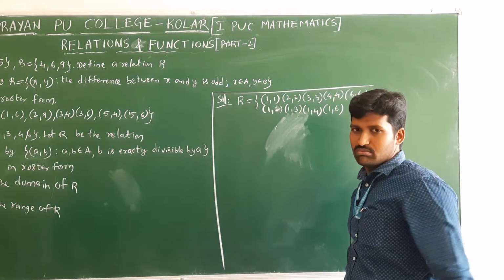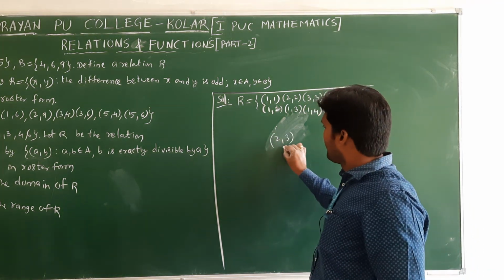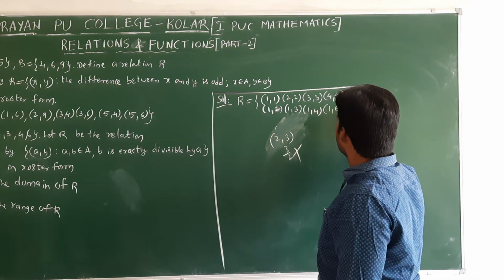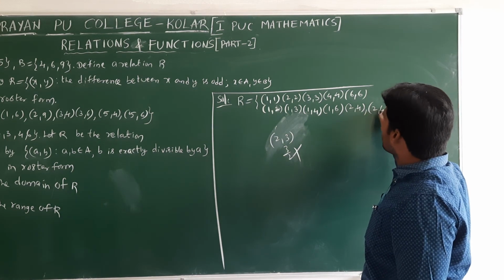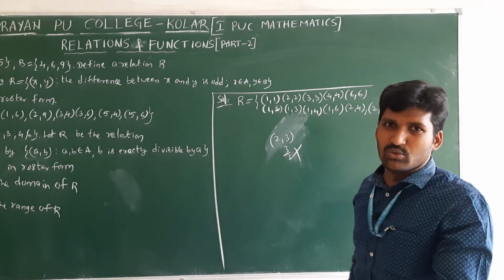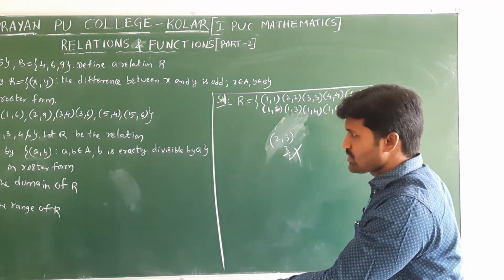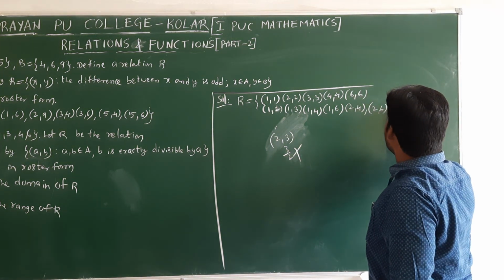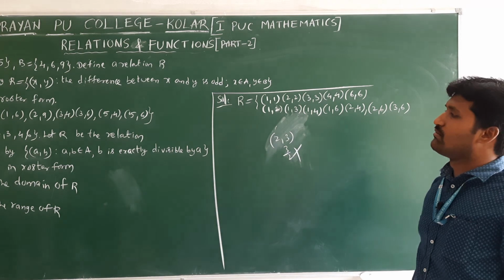Next, start with 2. 2, 1 not possible. 2, 3: if we take 2, 3, 3 by 2 is not divisible. 2, 4, yes we can take; 4 by 2 is 2, perfectly divisible. 2 comma 6 also I can take; 6 by 2, 3. Next, start with 3. 3, 1 not possible. 3, 2 not possible. 3, 4 not possible. Can I take 3, 6? Yes, it is possible, because 6 by 3 you will get 2.